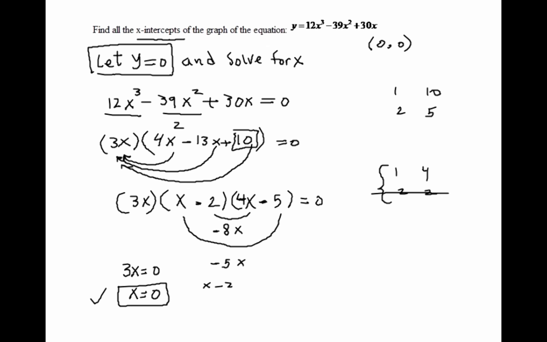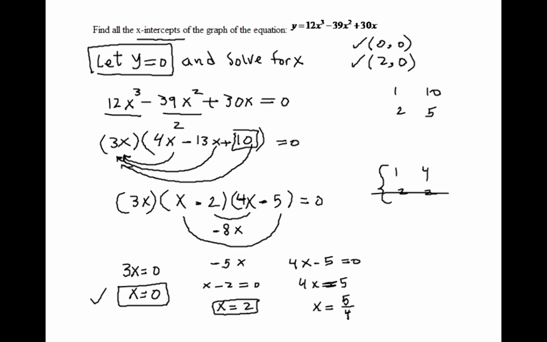The next one would be x minus 2 is equal to 0. It means x is equal to what? 2. So we're saying if y is equal to 0, x would be equal to 2. That's the second intercept we're finding. Finally, we said 4x minus 5 is equal to 0. If I add 5 to both sides of the equation, and divide both sides by 4, x is equal to 5 over 4. And here is my last intercept. So if y is equal to 0, x is equal to 5 over 4. So we get 3 x-intercepts.